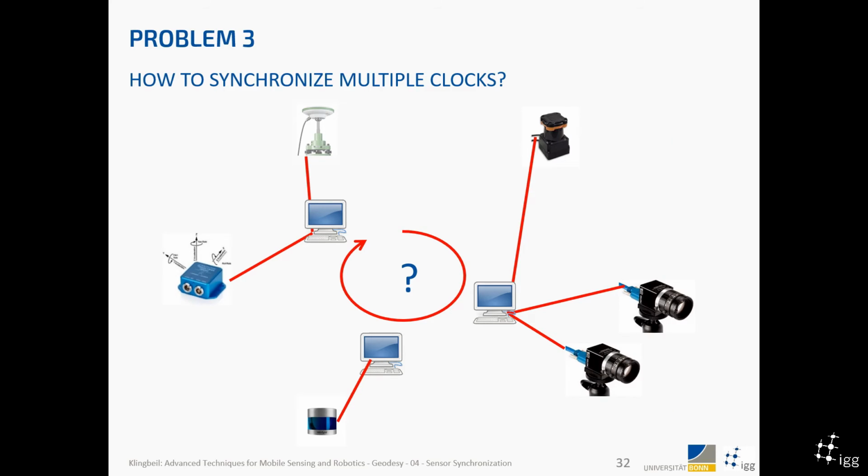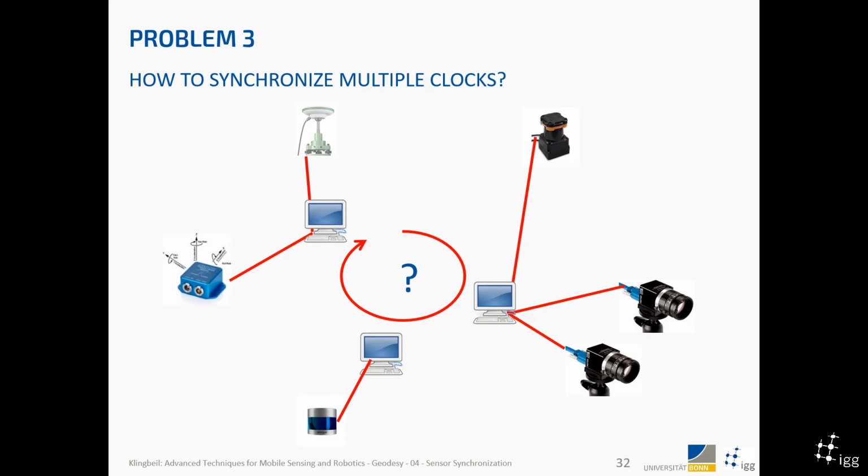Okay, so that was about what clock is good to use. It's always good to use a GNSS clock, right? Use UTC. The third problem is now how to synchronize multiple clocks.